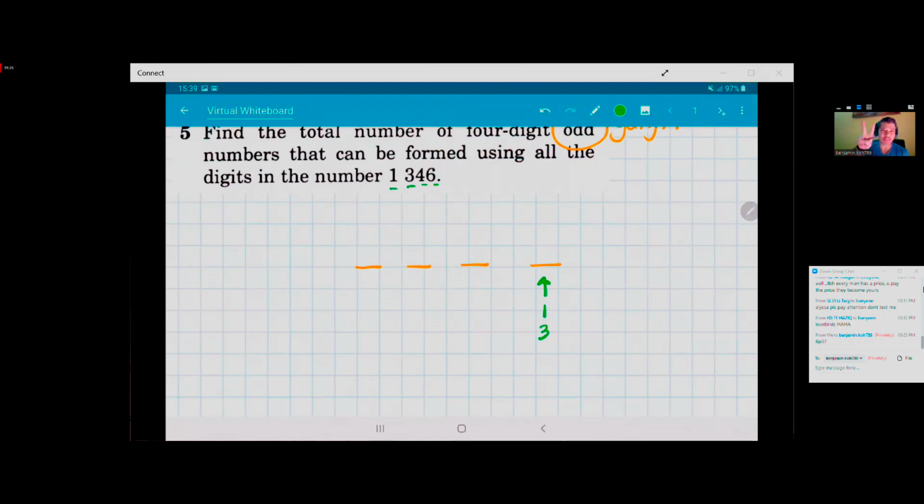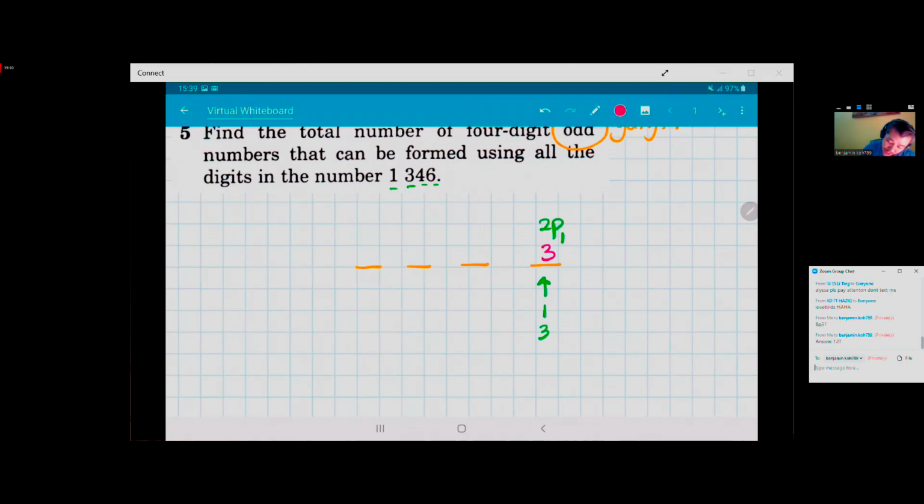2 numbers, 1 and 3. Empty space only got 1. So isn't that 2p1? Okay, 2 number, 1 empty space, so 2p1. Now what's the balance? Remember, you got 4 digits. If I put the number, I don't know, I put behind 3. If I put the number 3 at the back, how many more numbers do I have left? I've got 3 more numbers, right?